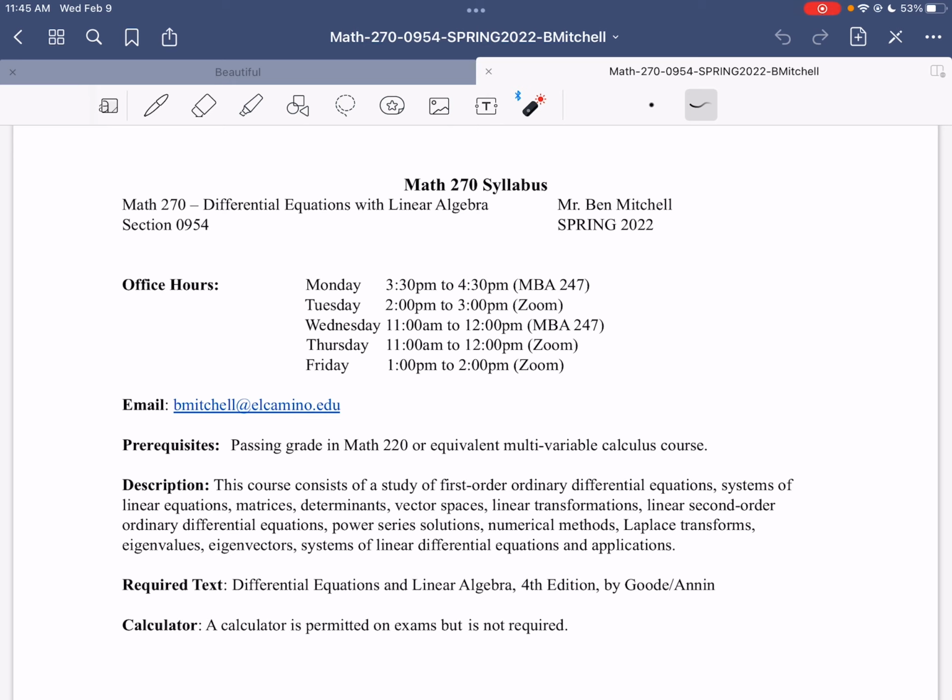Speaking of things that you need for this course, let's talk a little bit about the required materials. The textbook for this course is Differential Equations and Linear Algebra, the 4th edition by Goode and Annin. It is very, very important to have this textbook for our class. It doesn't matter the format, so I believe this textbook can be found in hardcover, softcover, as well as a PDF version. What is important is that you have the 4th edition of this textbook.